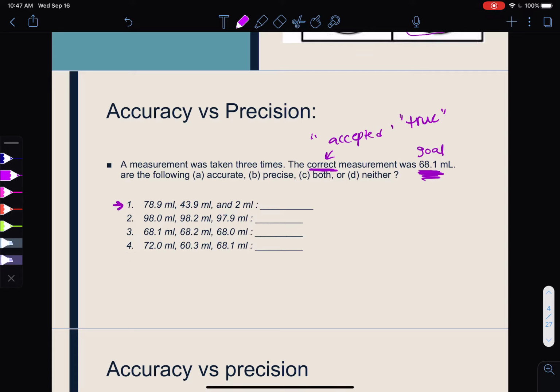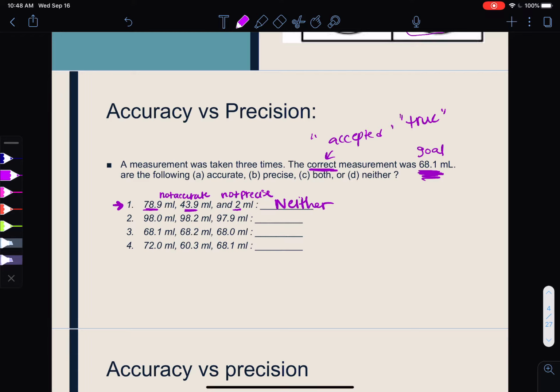So let's look at the first one. 78.9, is that close to 68.1? No. 43.9, is that close to 68.1? No. And neither is the third. So this one is not accurate. But are they close to each other? No. So it's also not precise. So this one is neither.